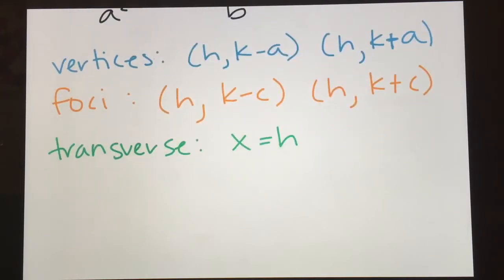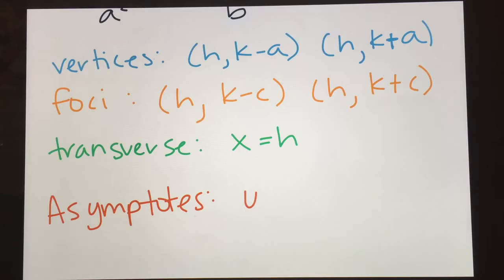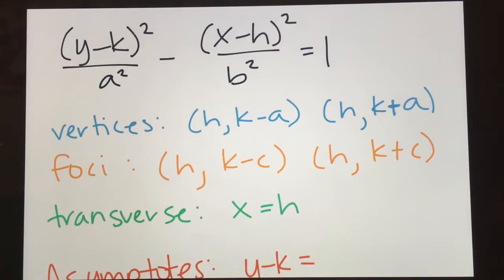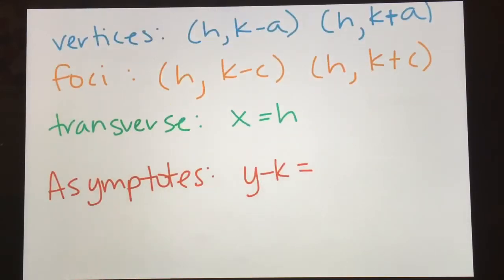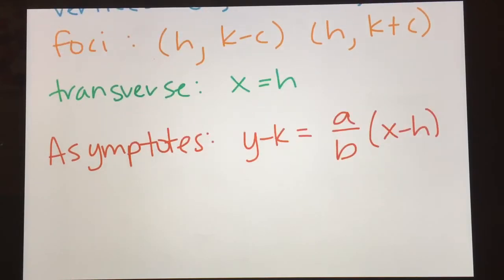And then last, we're going to look at our asymptotes. So again, we're going to start off with y minus k. And then for our slope, we're still going to do rise over run. So the letter that goes with y this time is a, and then b goes with x. So we'll say a over b for rise over run. And we also have to do the negative version of that.